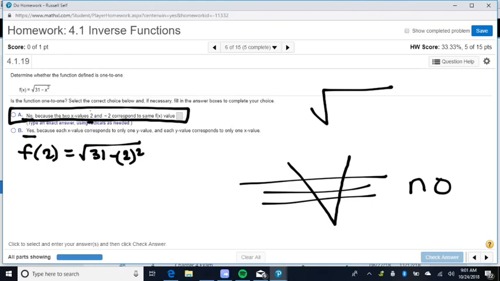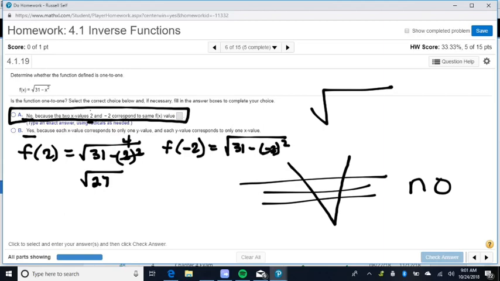So all I did was wherever there's an x, I put in a +2. 2 squared is 4. 31 minus 4 gives us the square root of 27. Now square root of 27 is not a perfect square, so we'll just leave it like that. Now what we'll do is we'll check the other value and see if it gives us the same answer. Don't worry about changing that into a decimal or anything.